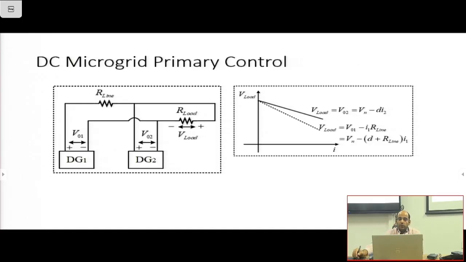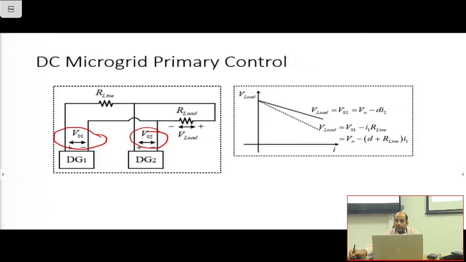For example, let's say you have two sources, DG1 and DG2. They are connected through R line. There will be a line in between. It's a DC, so you will have only resistance, no inductance. And you have R load. Now, if this is the output voltage VO2 of the second and output voltage VO1 of the first, you can write an equation for the load voltage in terms of these two.